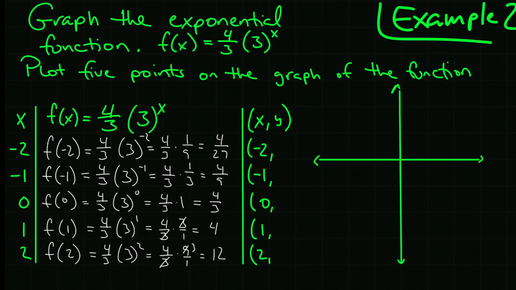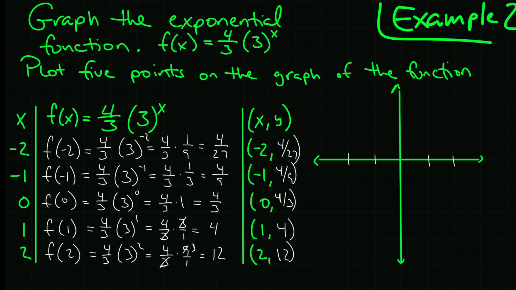So when x is equal to negative 2, we have 4/27. When x is negative 1, we have 4/9. When x is equal to 0, we have 4/3. When x is equal to 1, we have 4. And when x is equal to 2, we have 12. So we have our 5 points. And now we graph.